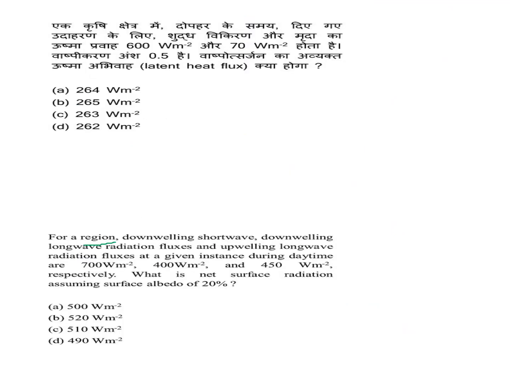For a region, downwelling shortwave, downwelling long wave radiation fluxes and upwelling long wave radiation fluxes are 700 watt per meter square, 400 and 450 watt per meter square respectively. What is the net surface radiation, assuming albedo 20%?